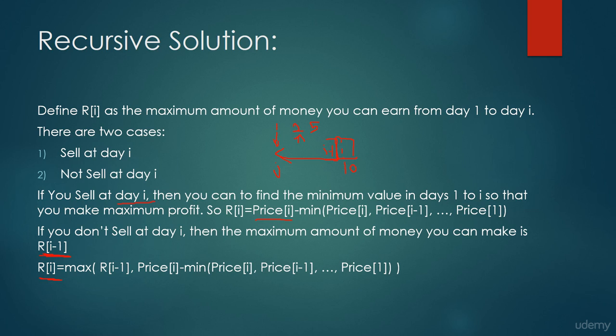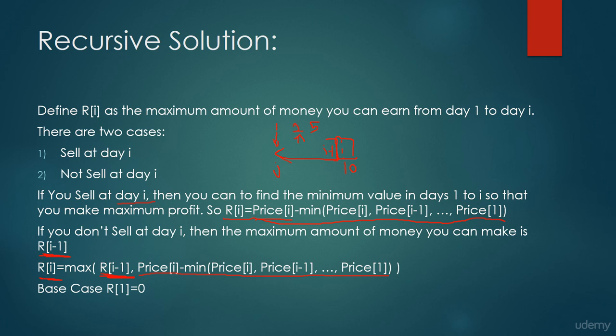Now, we combine both of these cases to say that Ri, the maximum amount of money that I can earn today, is the maximum between R(i-1), the maximum amount of money that I can make in the previous i-1 days, or price i minus price i-1 all the way to price 1, which comes from here, if you're selling on day i. So that's our recurrence relation, and we of course have a base case of R1 equals 0.